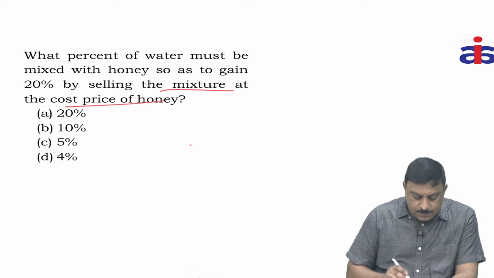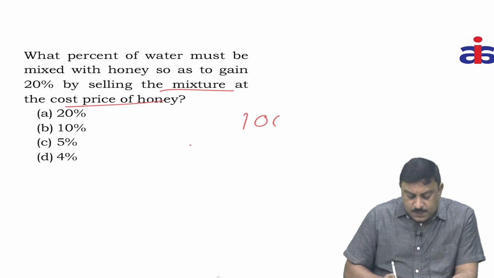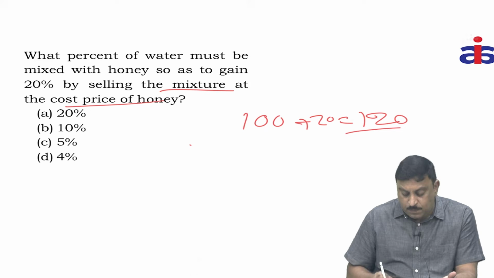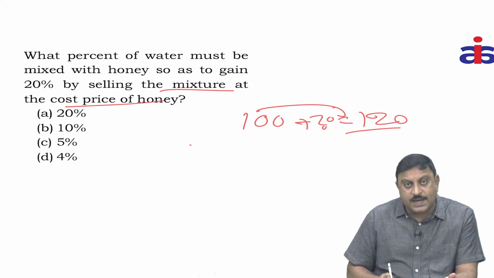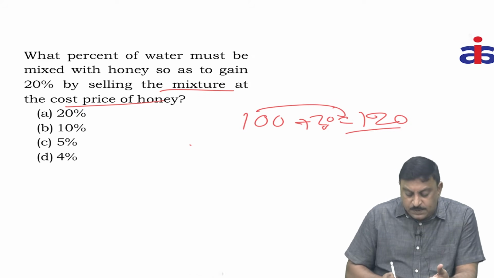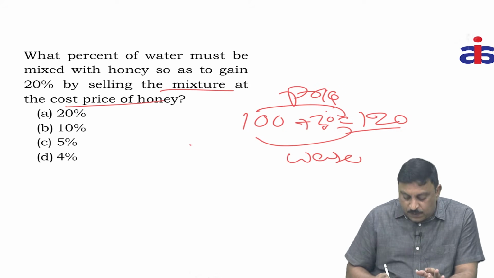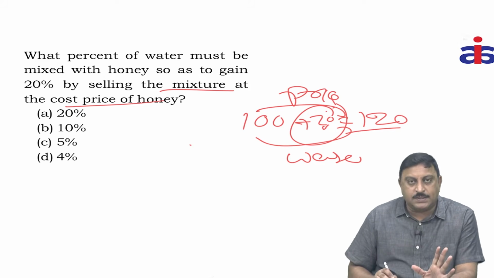100 is the cost price. To get 20% profit, it should sell for 120, but how much is added? 20 is added. So it can be added in terms of price or in terms of water, that's all. Both are the same. So your answer is 20 only.